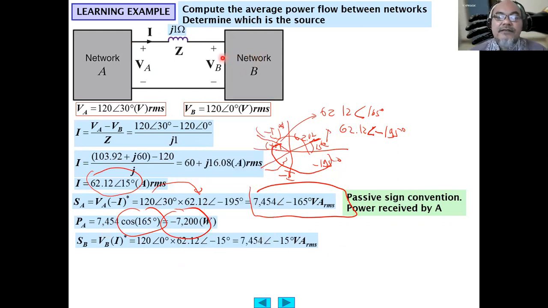Then the power at B is 120 volts times the IRMS conjugate. The IRMS conjugate is 62.12 with minus 15 degrees. So the value is 7,454 with the phase angle of minus 15 degrees volt ampere RMS. The power at B equals 7,454 cosine minus 15 degrees, or equal to 7,200 watts. So network A is receiving power and network B is supplying power.